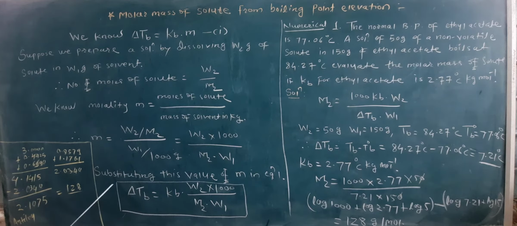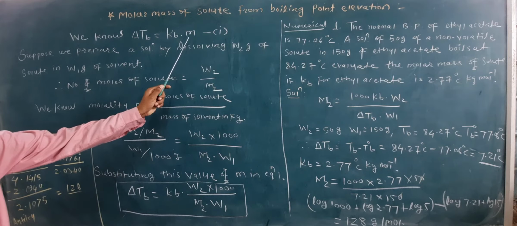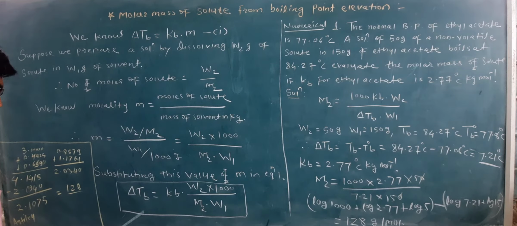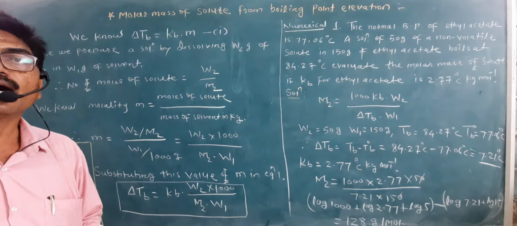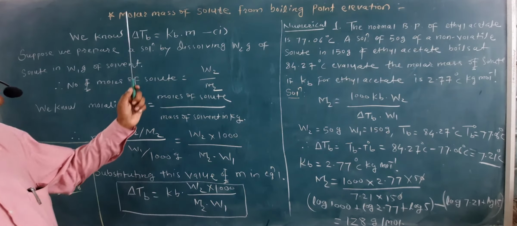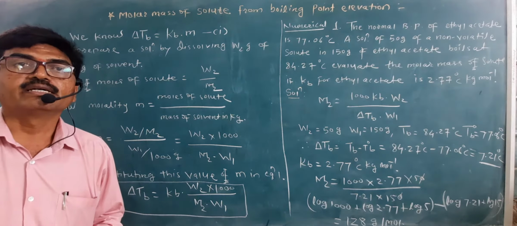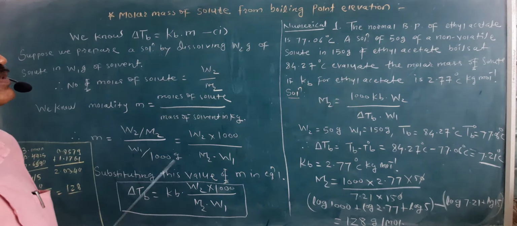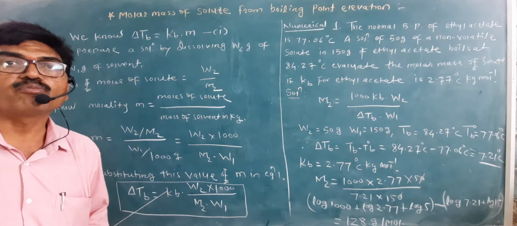By substituting this value of molality in equation number 1, we get delta Tb is equal to Kb into W2 into 1000 upon M2 into W1. So this is the simple relationship between the molar mass and the boiling point elevation, or how to derive it, or how to determine the molar mass of a solute from the boiling point elevation.